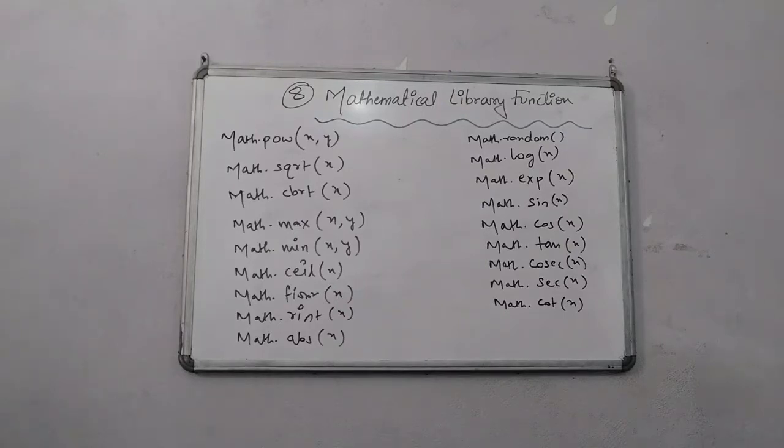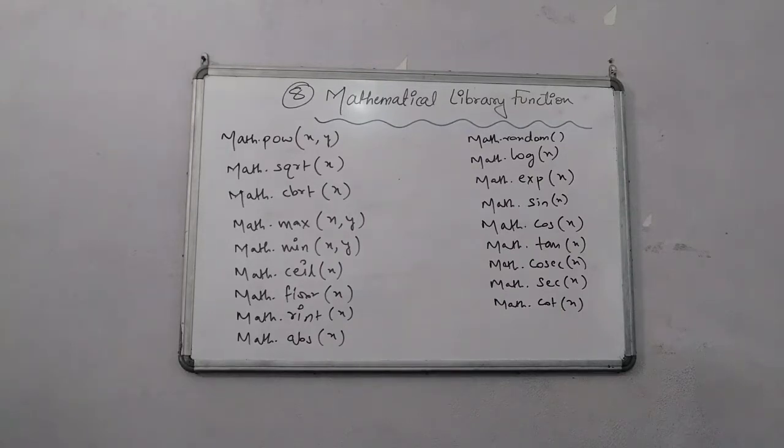Math.ceil, the ceiling, the higher values. Ceiling means always the higher value. Suppose 4.5, the higher value is what? 5. If 4.2, then also the higher value is 5 because it is above 4. Math.floor, lower value. For 4.2 the answer will be 4. For 4.9 the answer will still be 4, the lower value.